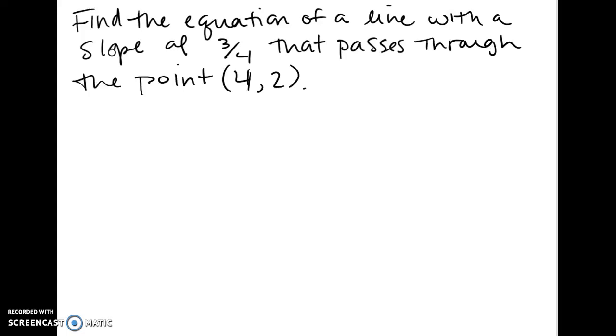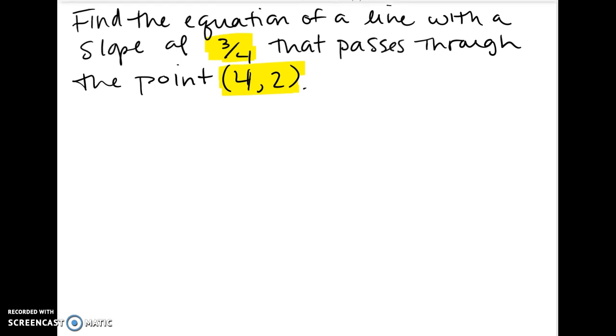For this video, we're going to be looking at how you write a linear equation when you are given a slope and a coordinate point. So notice here we have a slope of 3 over 4. Y is always over x. And we have the coordinate point 4, 2.